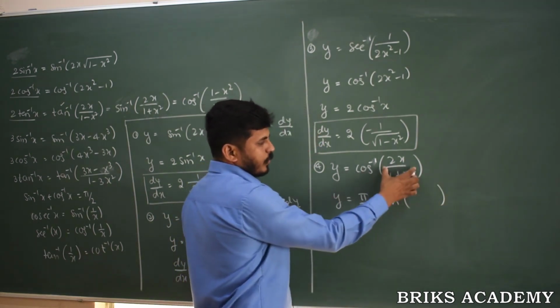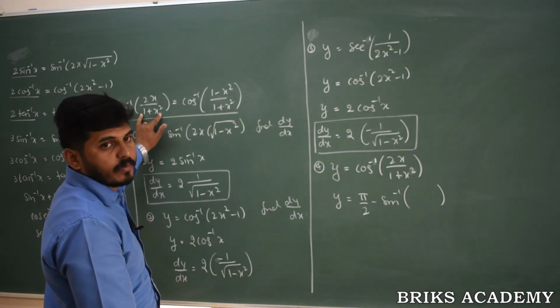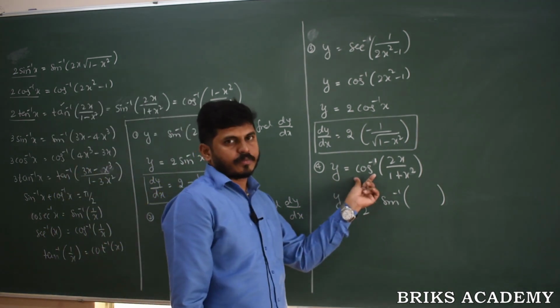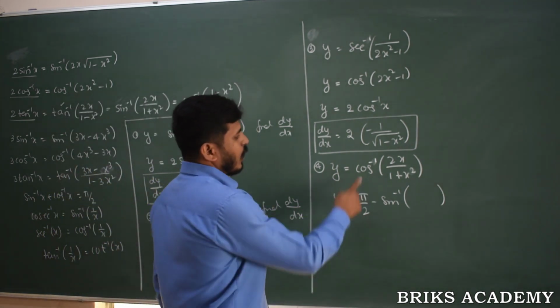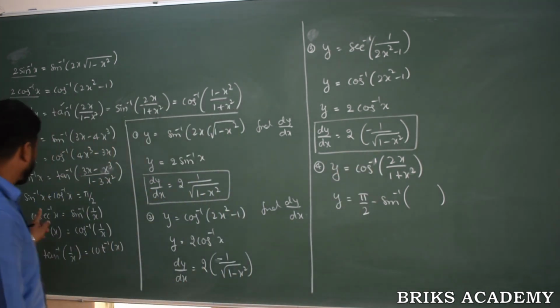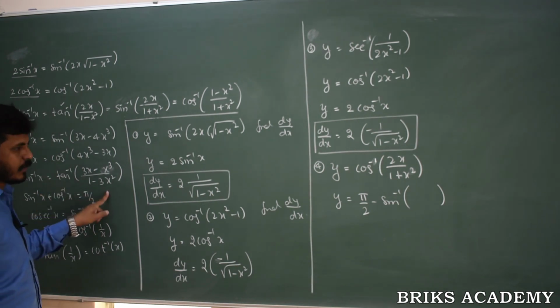The cos inverse input is from sin inverse. This is the input for the sin inverse. 2x by 1 plus x square is the sin inverse input. But the function is cos inverse. For that what I did, I converted cos inverse in terms of sin inverse. Which formula? Here is the formula. Sin inverse x plus cos inverse x is equal to pi by 2. So cos inverse x is pi by 2 minus sin inverse x.